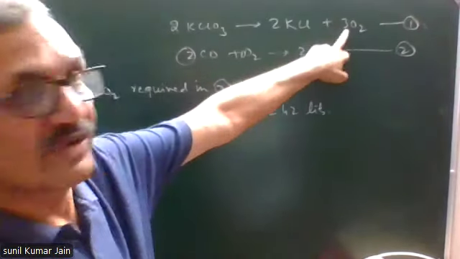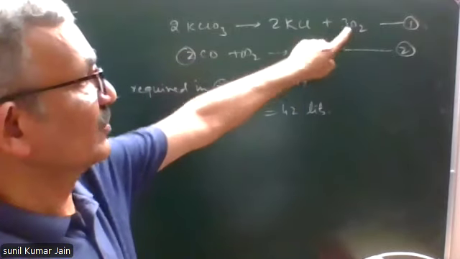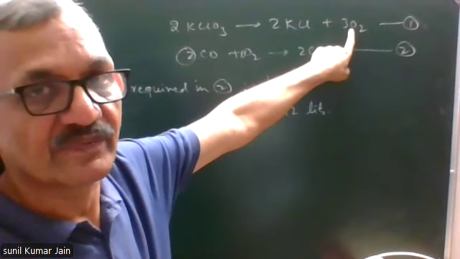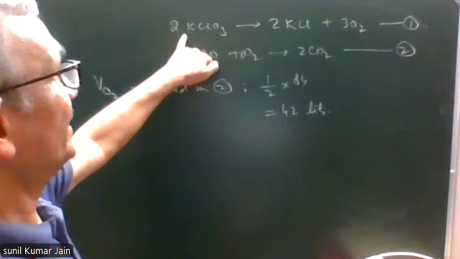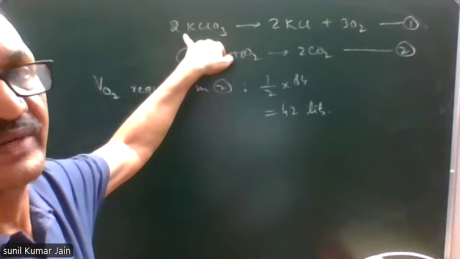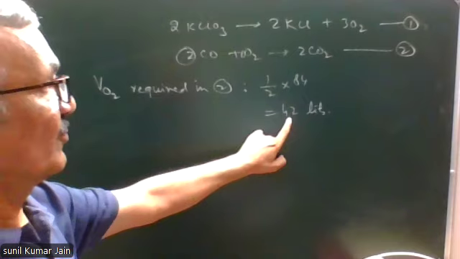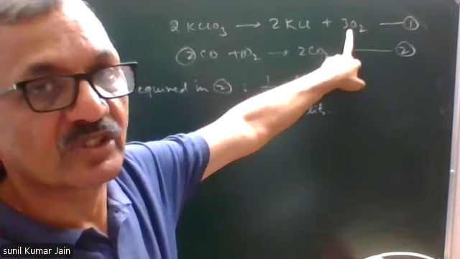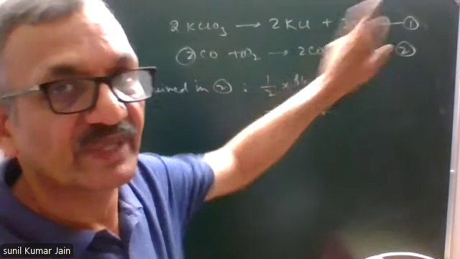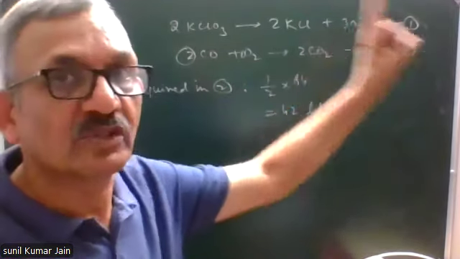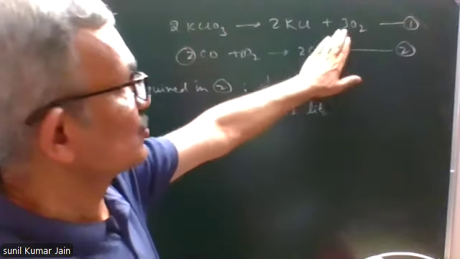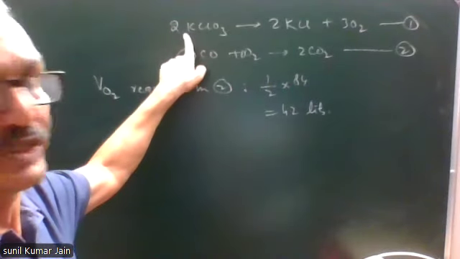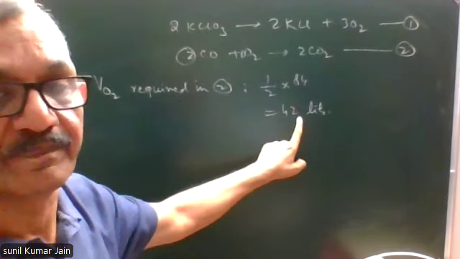This oxygen will come from equation 1. Now look at equation 1. For 3 moles of oxygen, I need 2 moles of KClO3. For 3 into 22.4 liters, I'll repeat, 3 moles will be 3 into 22.4 liters. So for 3 into 22.4 liters, I need 2 moles of KClO3. For this much, how much I need?